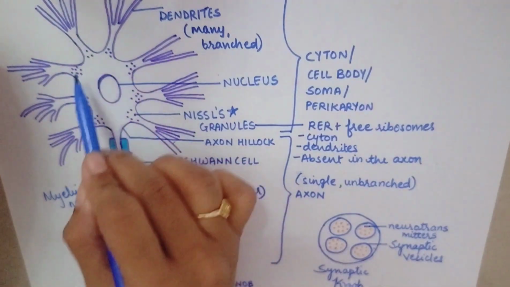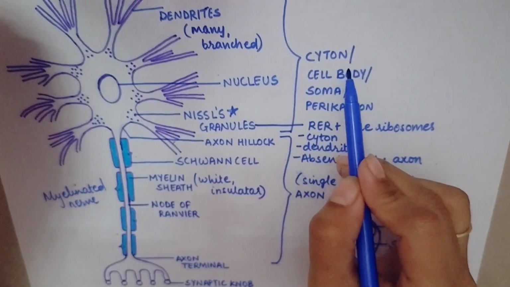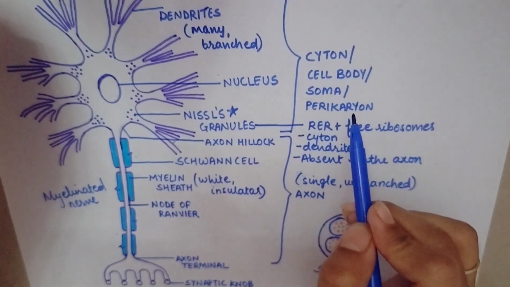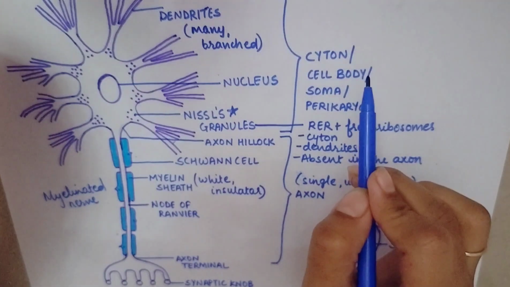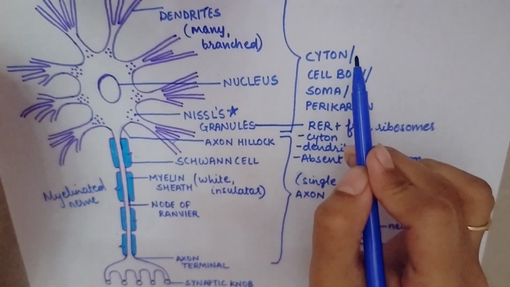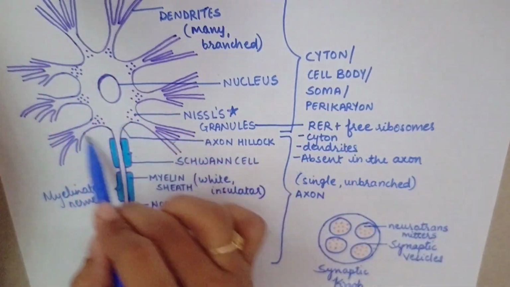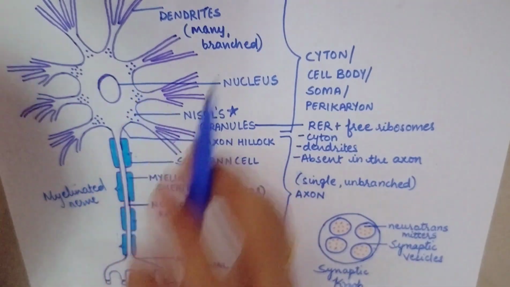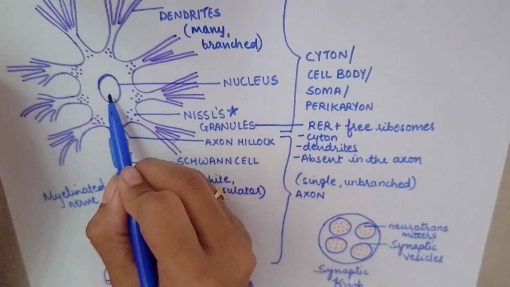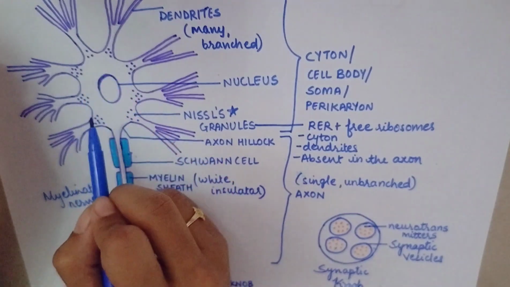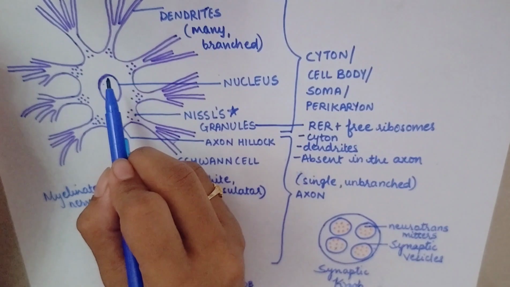Now this part which you can see over here is the cell body or the cyton or soma or perikaryon. Now all these terms are for the same thing. You should remember all these terms, okay. So the cyton is also called the cell body or soma or perikaryon. So this is the cyton. Now just like any other cell, it consists of a nucleus. Okay, there is a nucleus in the center and there are many organelles present, just like a cell, okay. So nucleus and many organelles are present.